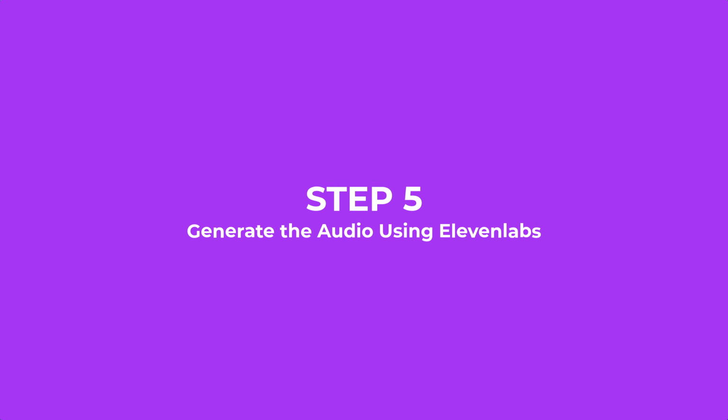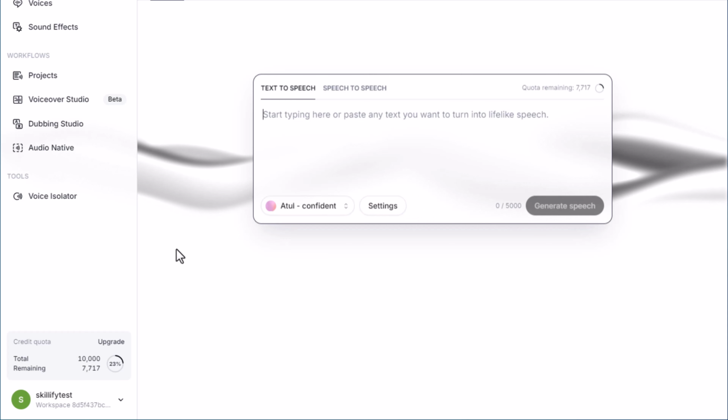Now moving to step 5, you need to generate a voiceover using 11 Labs. To do that, go to 11 Labs. I have added the 11 Labs link in the description below. It will take you to 11 Labs. Here you can see text-to-speech options. We already pasted the Google Docs generated VO line. Now go back to Google Docs, copy the VO line and paste it here.